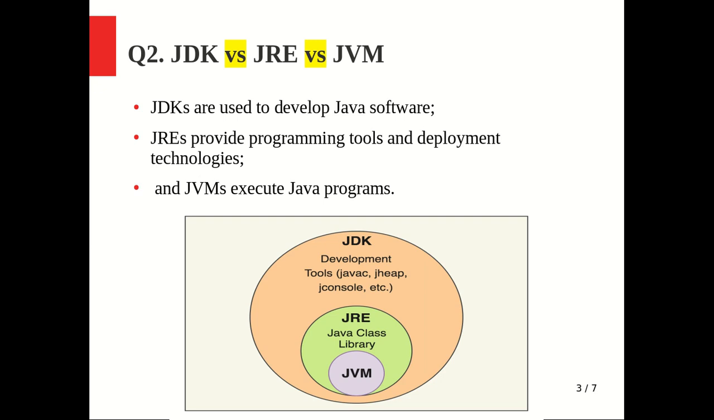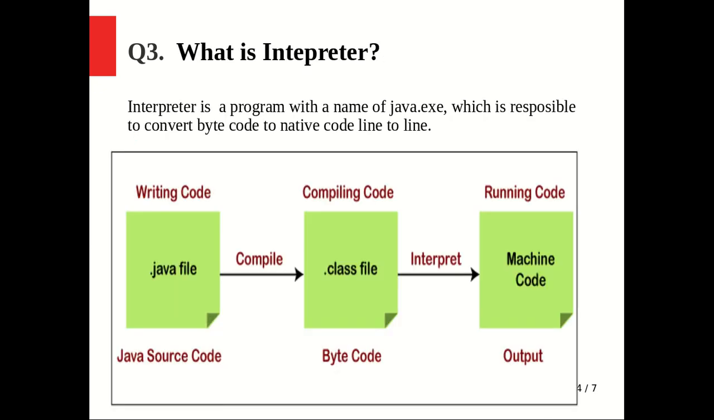So now let's move to the third question: what is an interpreter? Basically, an interpreter is a program with the name java.exe. It is responsible for converting byte code to native code line by line, right? So an interpreter in Java is a computer program or software that implements the Java virtual machine and runs a Java application or a Java program, right?